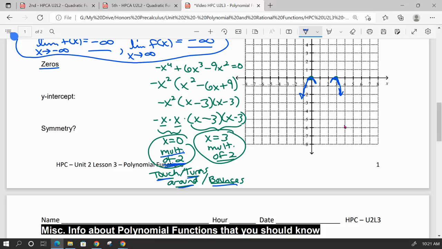Now I could get a little bit more accurate points in my graph if I plug in 1 and 2 into my function, but it's really not necessary. I'm just going to sketch this. So it's going to have to go down and then come back up to hit those points.